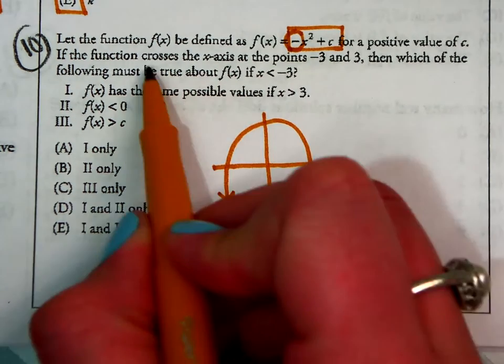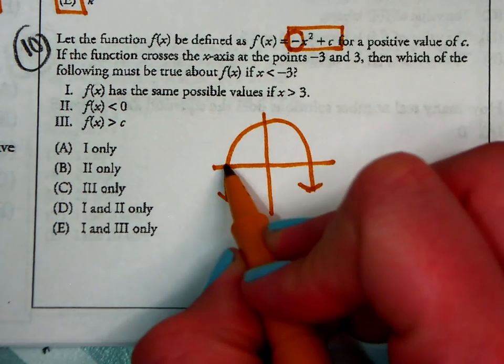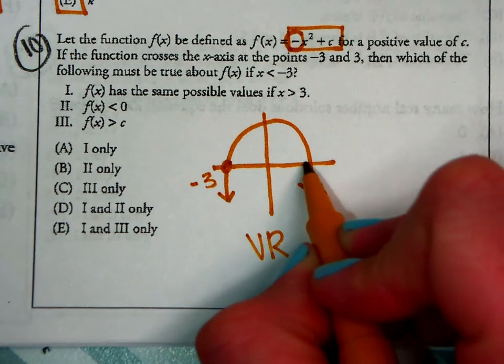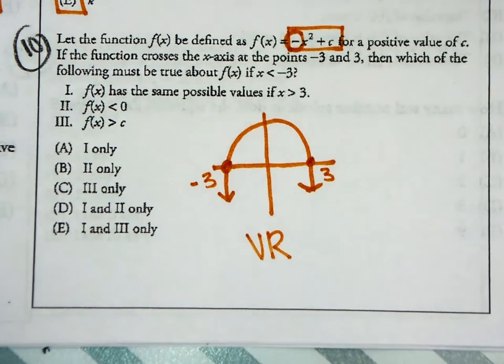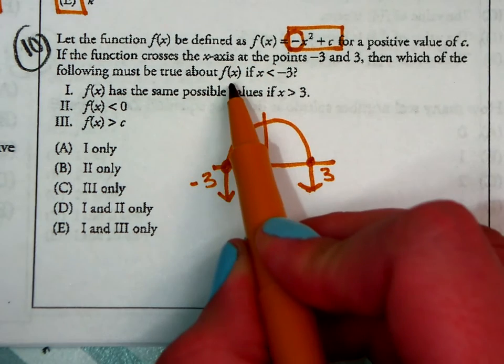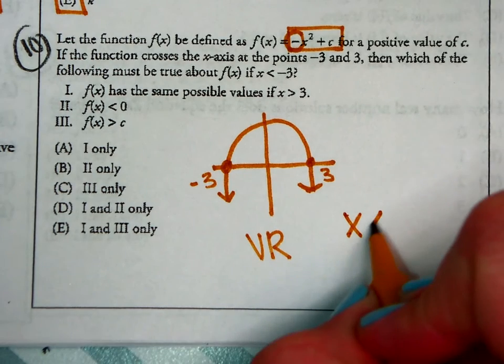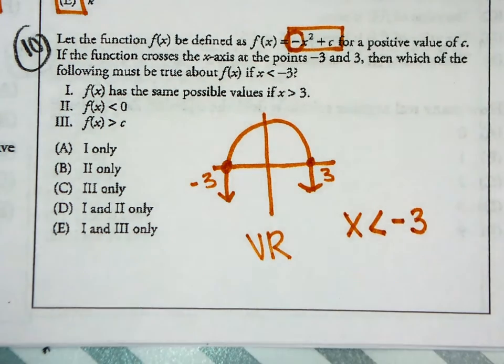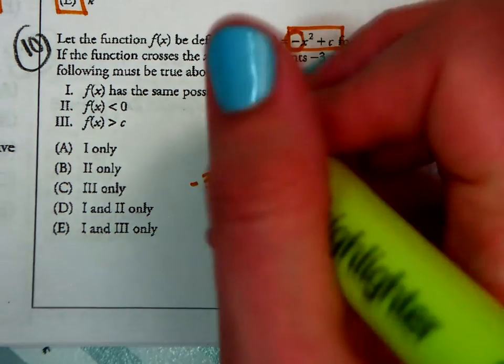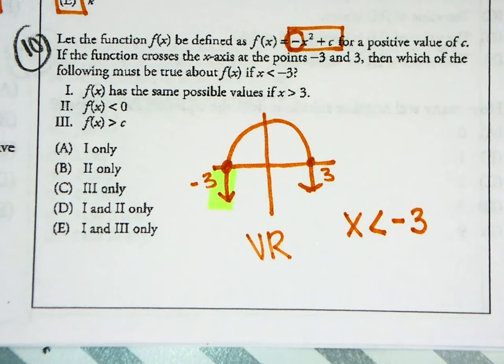It is crossing the x-axis at negative 3 and 3, which means this point is negative 3, and this point is positive 3. Which of the following is true for f of x, so our y values, when x is less than negative 3? Well, for the values that are less than negative 3, we are looking for values that are located here. Negative 3, that would be down below. Okay? So let's analyze our answer choices.